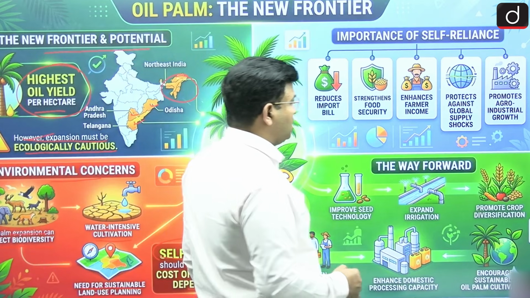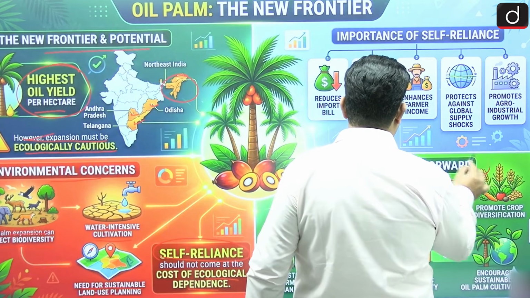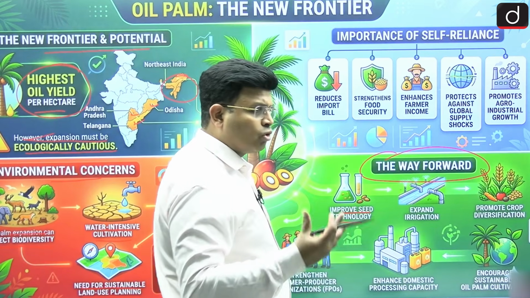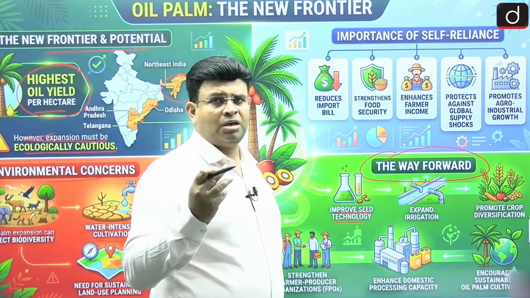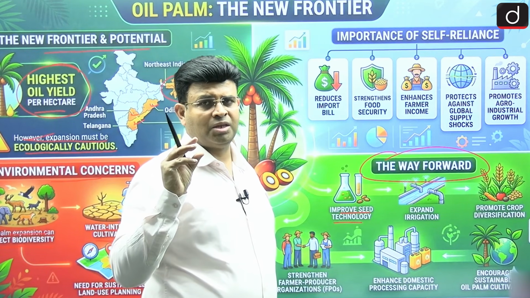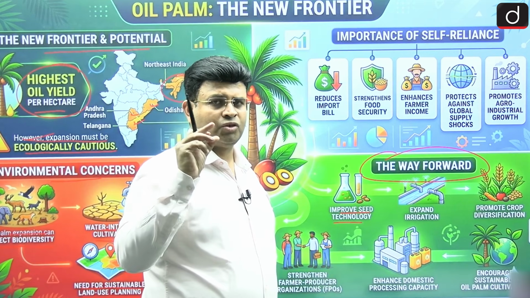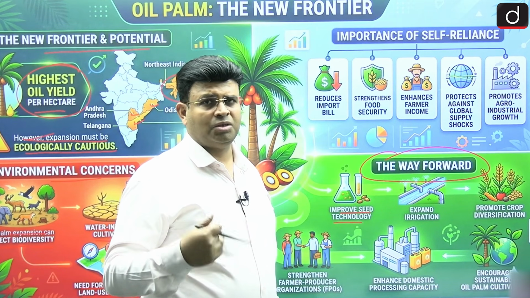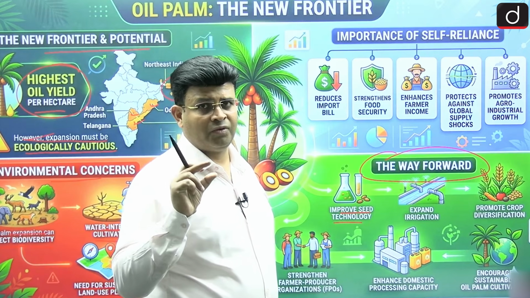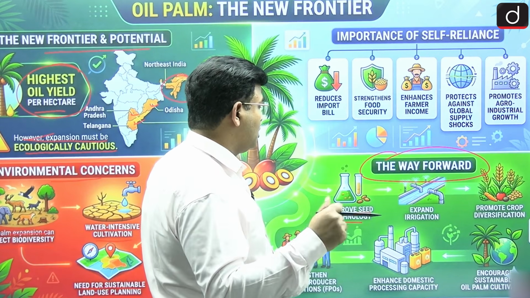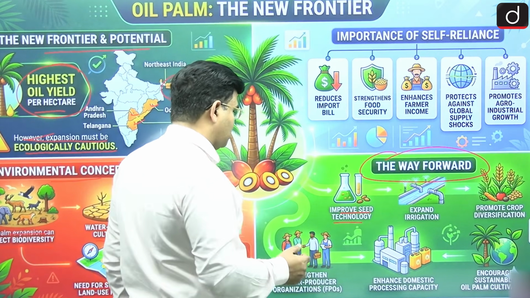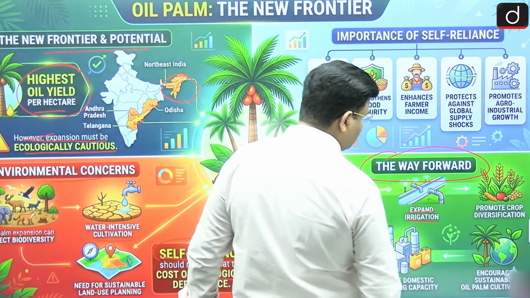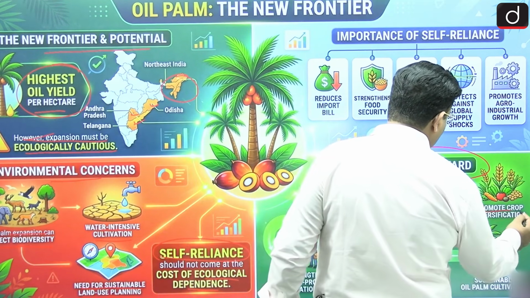So what is the way forward? We can say improve seed technology, better technology, more growth. Suppose in one kind of stock 130 grains are growing; with the help of technology, 40 or 50 more grains are added. So improve oilseed technology, and expand irrigation because they need water, and promote crop diversification.